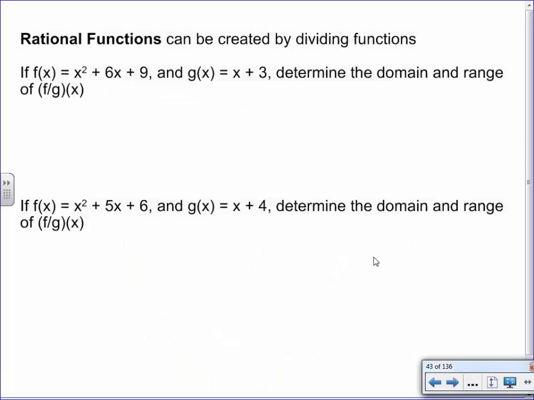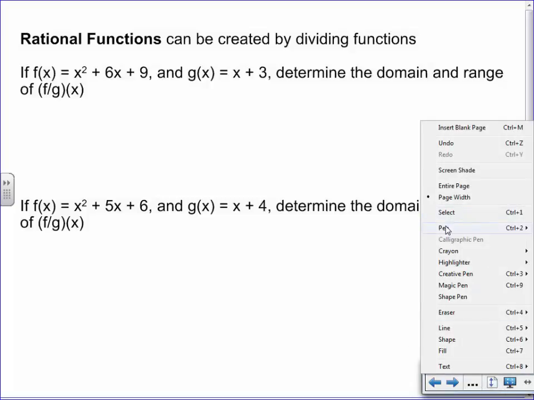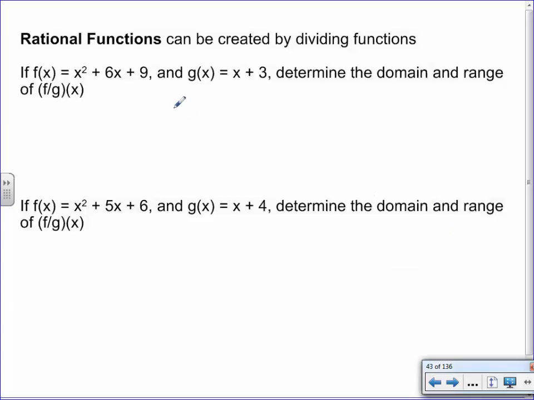So first example here, we'll make it fairly straightforward. If I give you f of x and g of x, and we want to write them in this notation here, what does this notation mean? F divided by g, close bracket x. What does that mean to you guys? Yeah, it literally means take the two fractions and divide them, right?